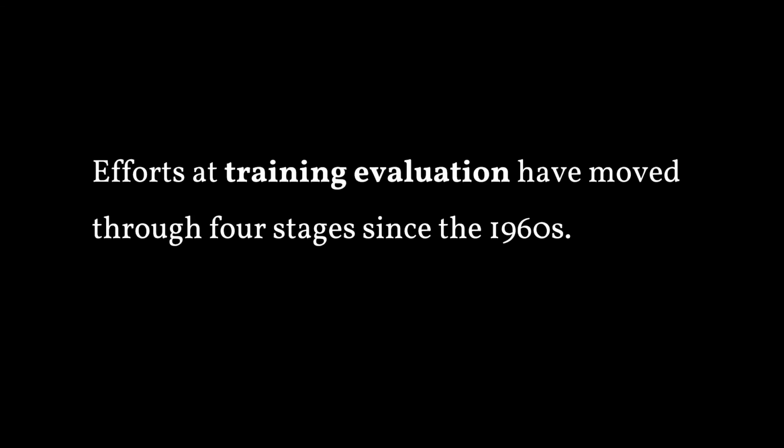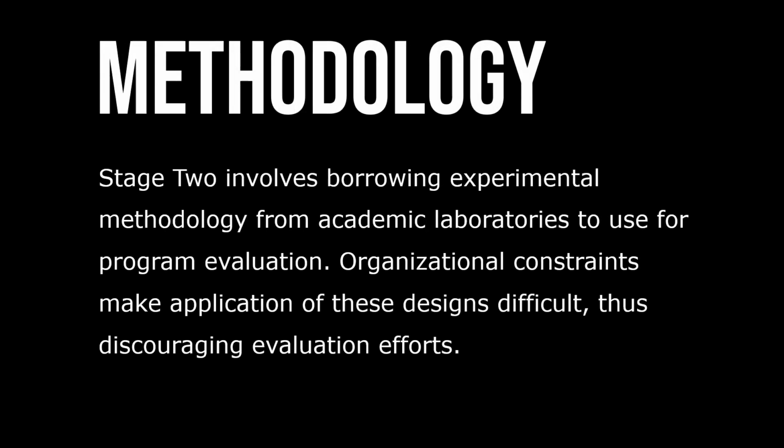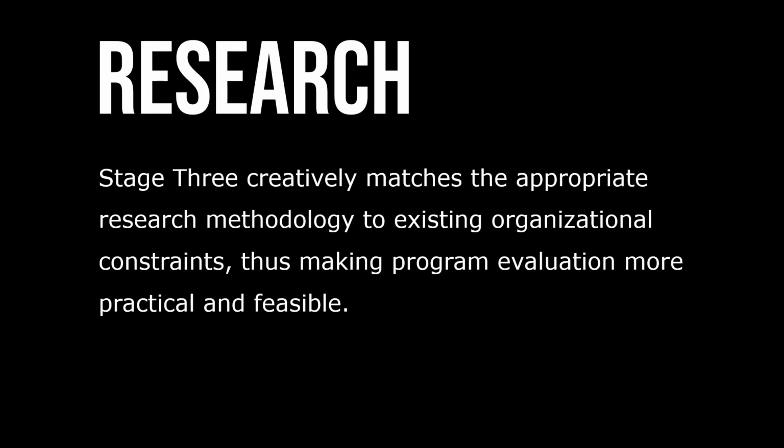Efforts at training evaluation have moved through 4 stages since the 1960s. Stage 1 focuses on anecdotal reactions from trainers and program participants. Judging from survey results, it appears many organizations still operate at this level. Stage 2 involves borrowing experimental methodology from academic laboratories to use in program evaluation. Organizational constraints make application of these designs difficult, thus discouraging evaluation efforts. Stage 3 creatively matches the appropriate research methodology to existing organizational constraints, thus making program evaluation more practical and feasible.